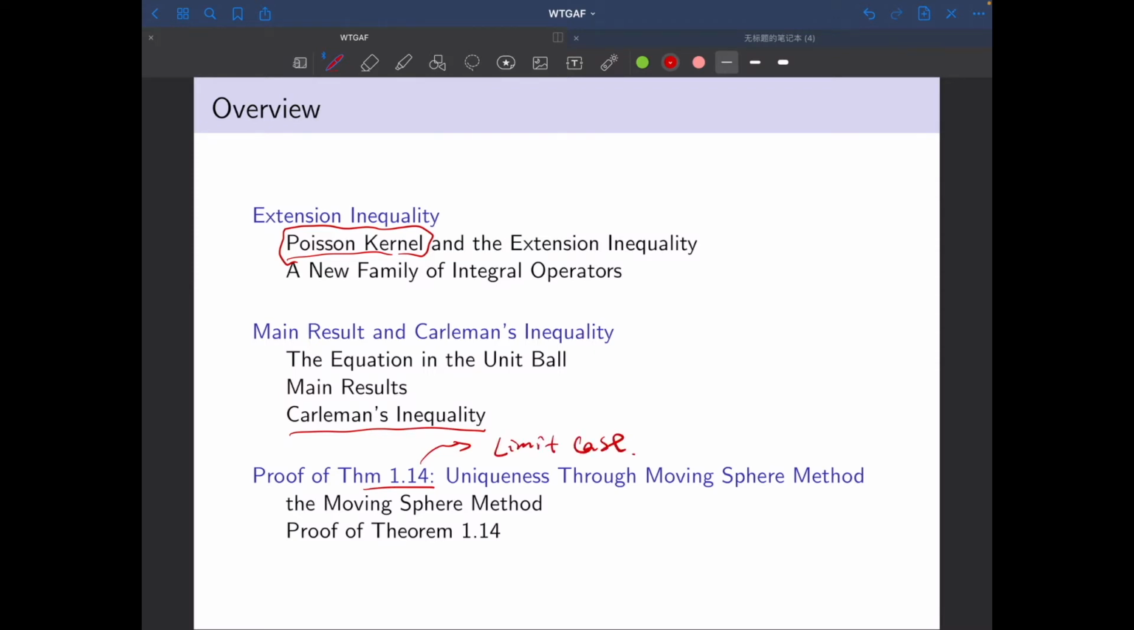The proof uses the method of moving spheres. So I will talk a little bit about the history of moving sphere methods, and then talk about the sketch of how to apply it to prove uniqueness of the limit case extension inequality.